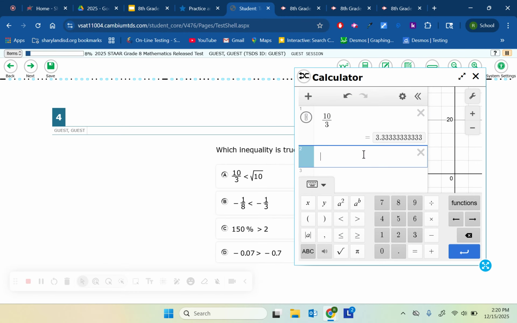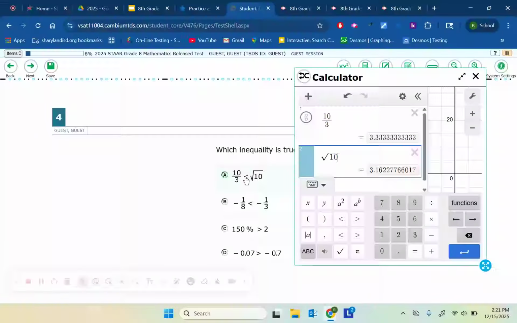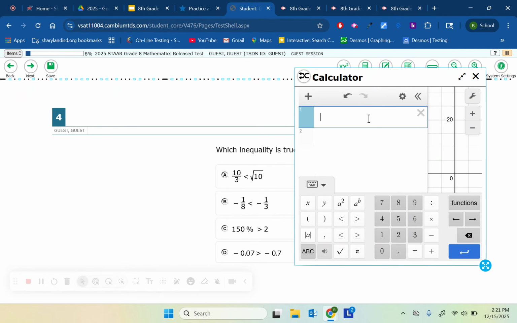It's 0.33333. So we do know decimals, right? We can get the square root of 10. Which number is bigger? Well, 10 over 3 is larger than square root of 10 because 3.3 is larger than 3.16. All right, so which one is true? Well, this is telling me that 10 over 3 is less than, smaller, and it's the other way around, so it's not true.